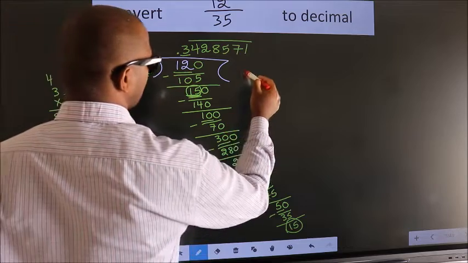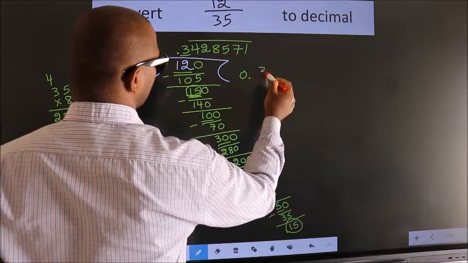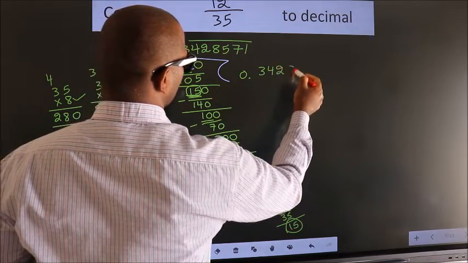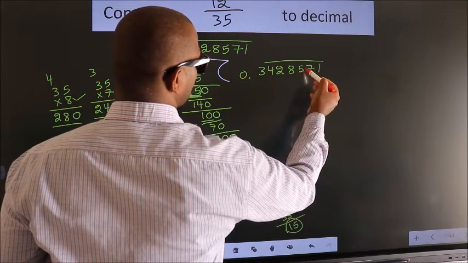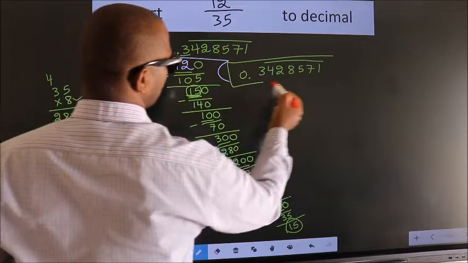Therefore, our answer is 0.3428571, with a bar on these numbers. This is our answer.